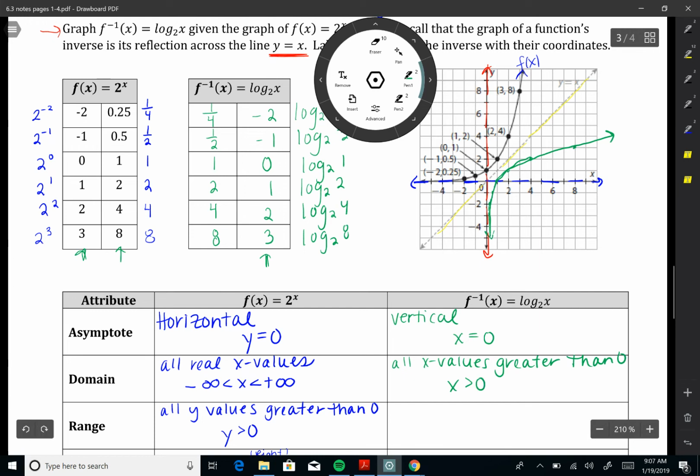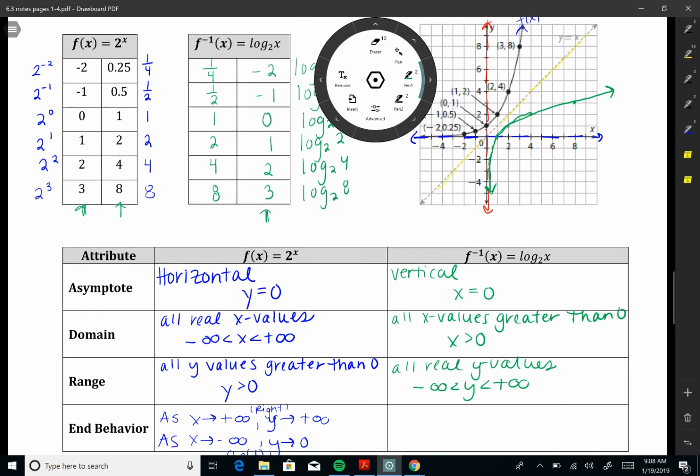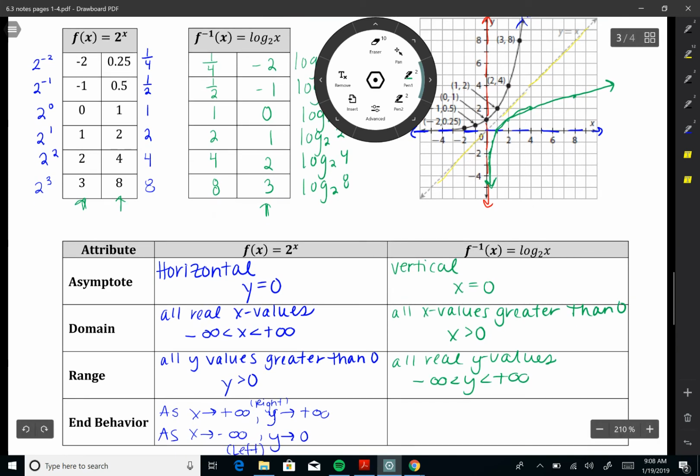Our range, however, look at this. Now I have an arrow going down and then it's growing forever up. So now my range is all real y values. My range is negative infinity less than y, which is less than positive infinity. And finally, my end behavior is actually a little different. The first way, as x approaches positive infinity, my y values are also approaching positive infinity. If we look at the right side of our graph, the arrow is going up. It's never going to stop increasing.